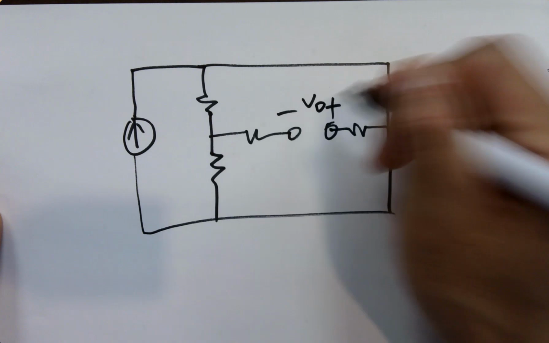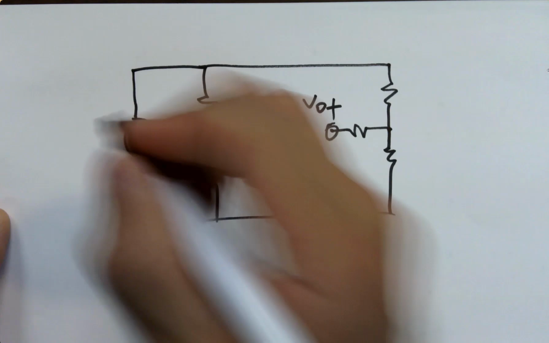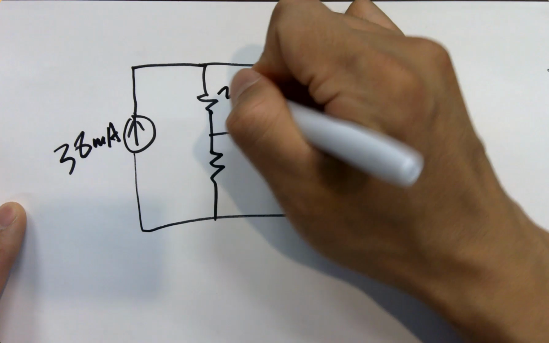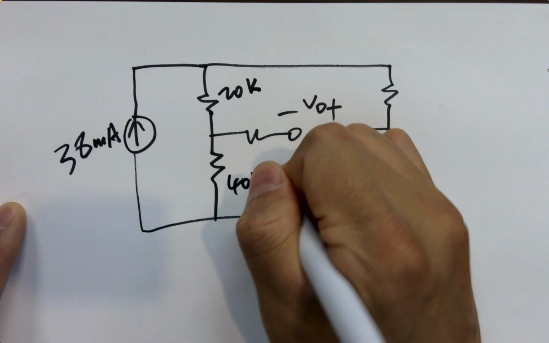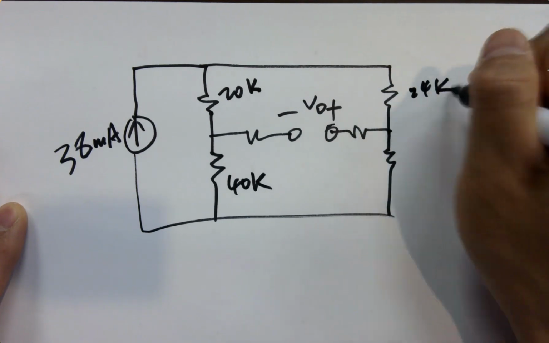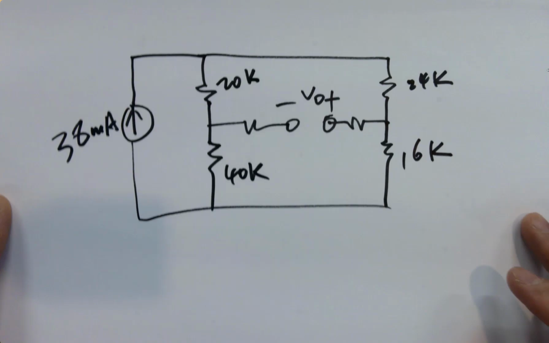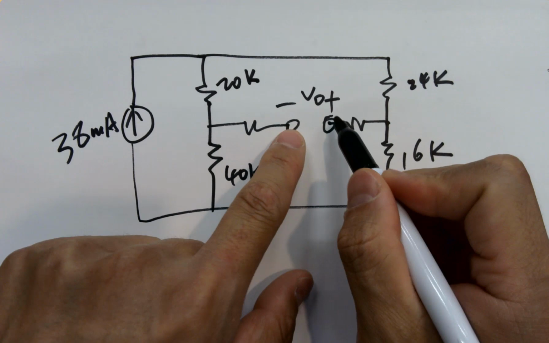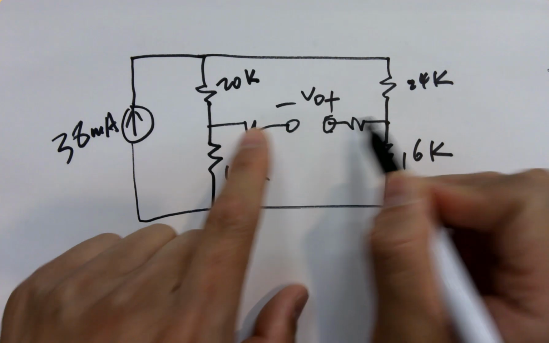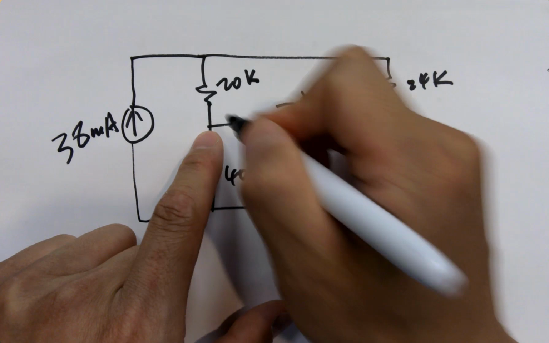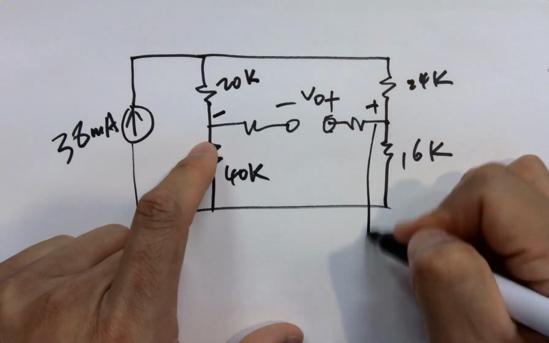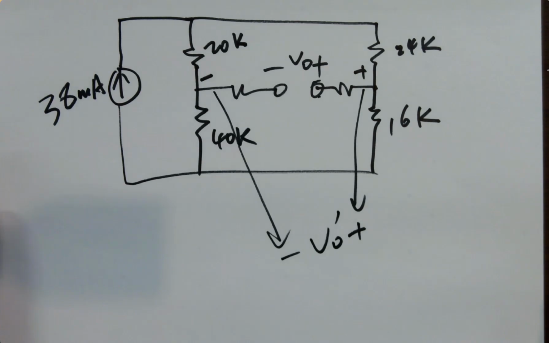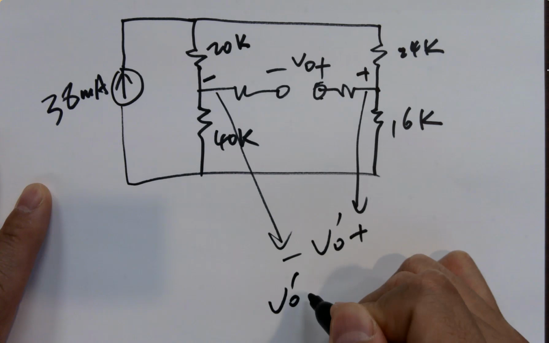Plus or minus V out, right? It's from right to left. And the current is 38 milliamps, 20K, 40K, 24K, 16K. So one thing you have to know is the voltage difference between these two nodes is the same voltage difference between these two nodes. Let's call the difference of the voltage here V out prime. So V out prime equals V out.